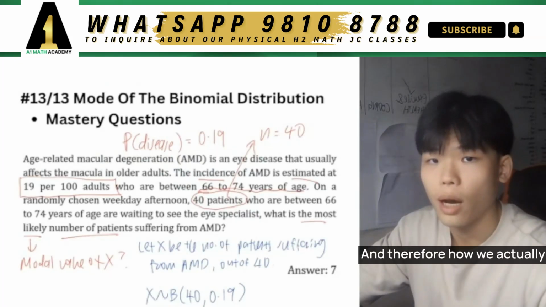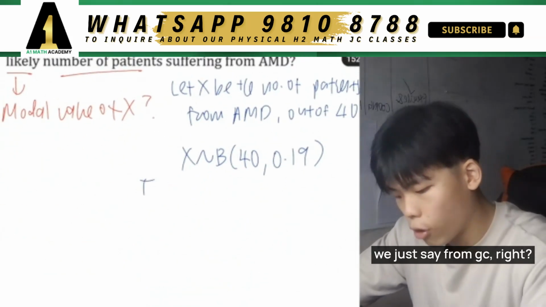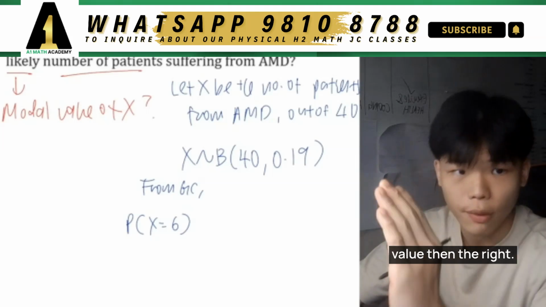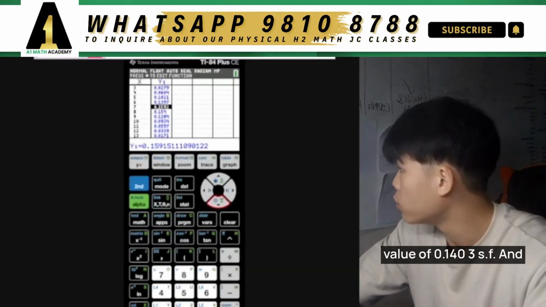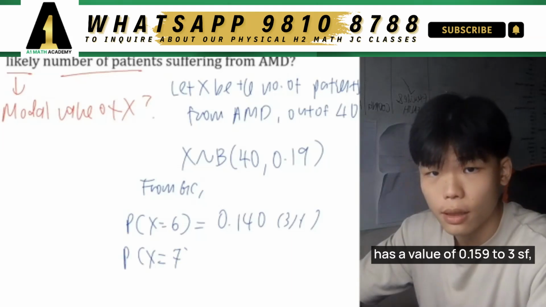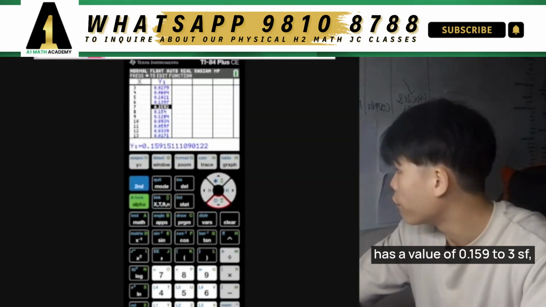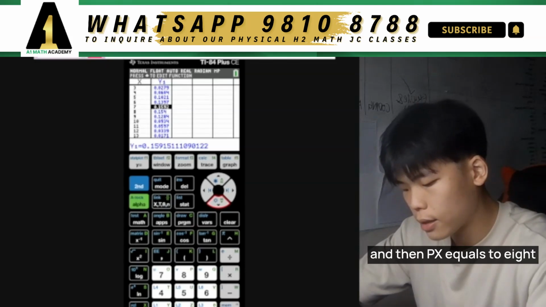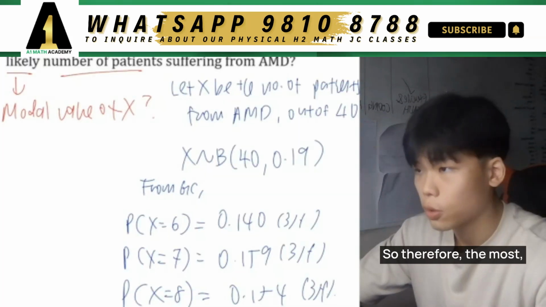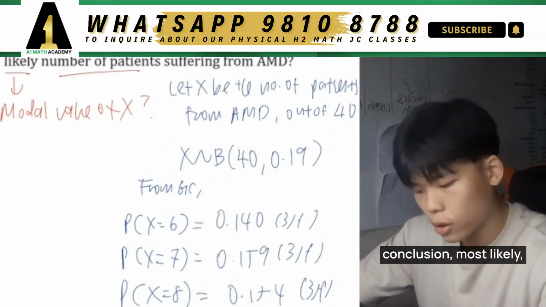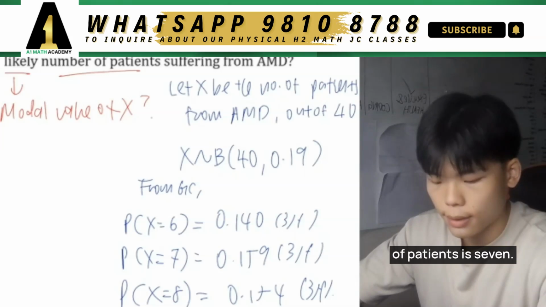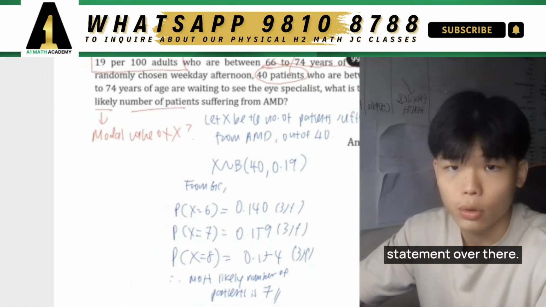Therefore, how we actually present our answer is that you just say from GC, P(X = 6) has a value of 0.140 to 3SF, and then P(X = 7) has a value of 0.159 to 3SF, and then P(X = 8) has a value of 0.154. So we just choose one before and one after the highest value. Therefore, I'm just going to write the conclusion: the most likely, which is the modal value, number of patients is 7. That's the final concluding statement over there.